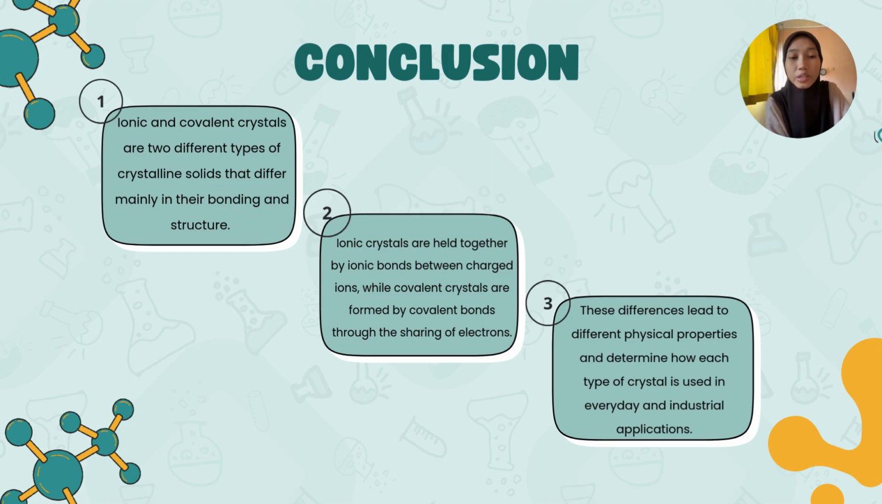In conclusion, ionic and covalent crystals are two different types of crystalline solids that differ mainly in their bonding and structure. Ionic crystals are held together by ionic bonds between charged ions, while covalent crystals are formed by covalent bonds through the sharing of electrons. These differences lead to different physical properties and determine how each type of crystal is used in everyday and industrial applications.